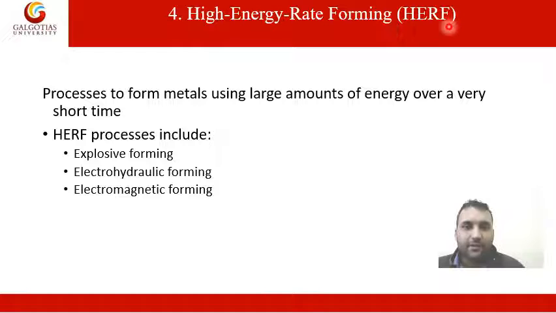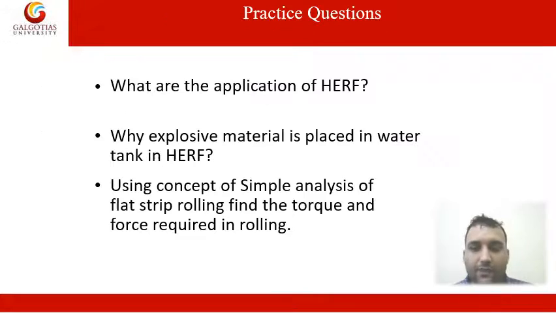High energy rate forming is the process of forming metal using a large amount of energy over a short time. High energy rate forming includes explosive forming, electrohydraulic forming, and electromagnetic forming. Let's discuss these in the next slide. So this is the end of the classification of metal forming processes.